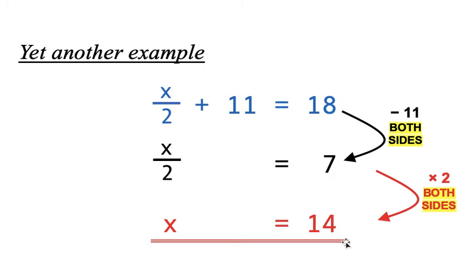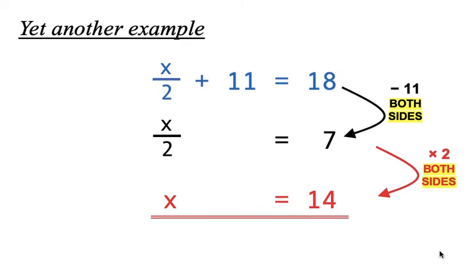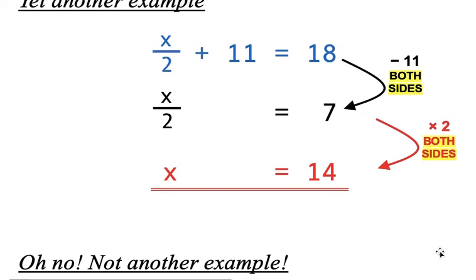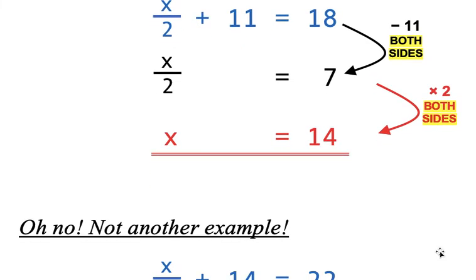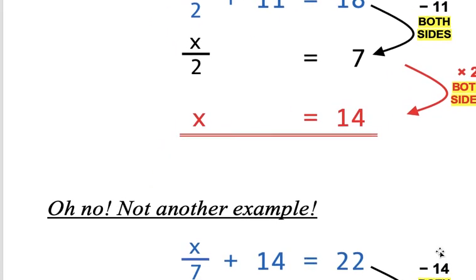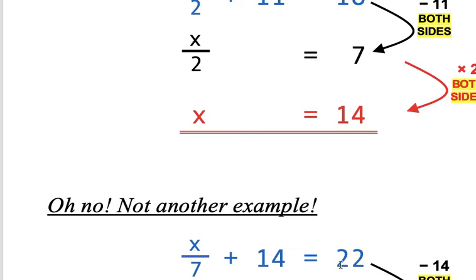Good thing with algebra, in all of these, you can take your final answer and check it back in the original equation. So 14 divided by 2 is 7. So 7 plus 11 does make 18, so we know that that works. Oh no, not another example. Okay, so this time x over 7 plus 14 equals 22. You've got a little clue there to the first step.